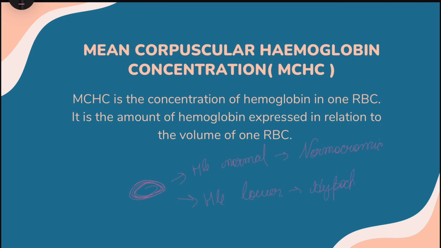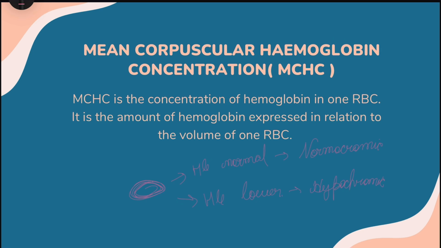Now how to remember it in a very easy manner. Normochromic. Chromic generally means something that has staining properties or has color. So normochromic, if the hemoglobin count is normal, then definitely it will have the normal red color. And if the hemoglobin concentration is lower in a single RBC, then definitely the lower hemoglobin means lower color, so hypochromic. In this way we can easily remember it.